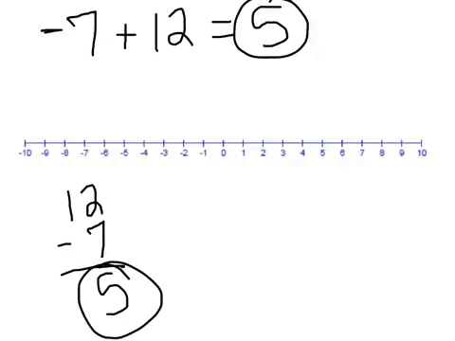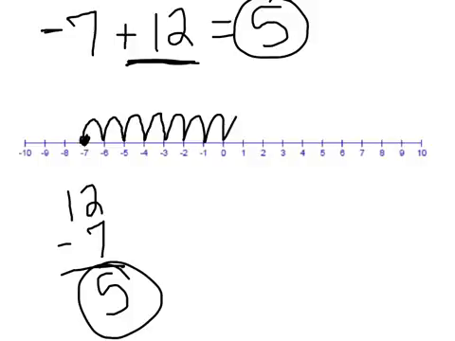Let's look at what this looks like on a number line. I'm starting at negative 7. I'm adding 12, which means I'm going to the right of my number line. So let's count that. 1, 2, 3, 4, 5, 6, 7, 8, 9, 10, 11, 12. So 5 is 12 units to the right of negative 7.